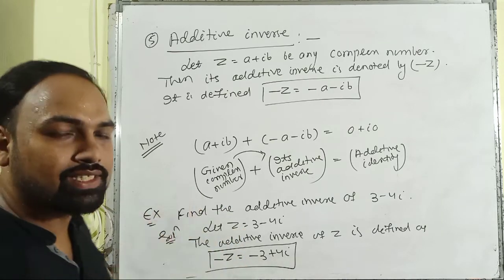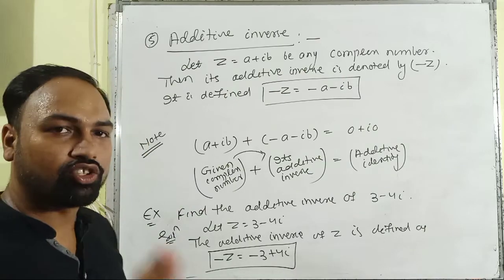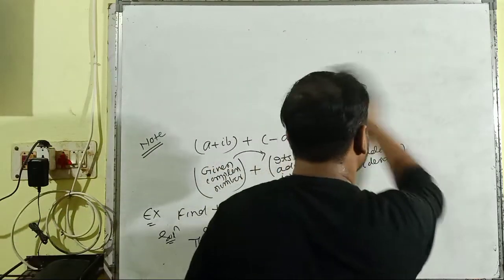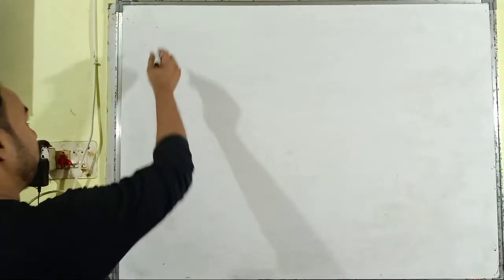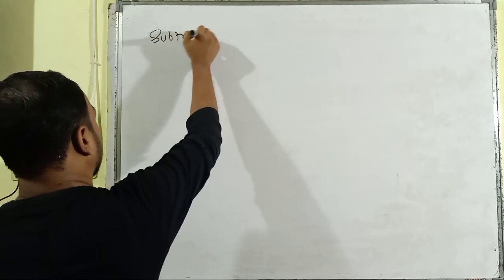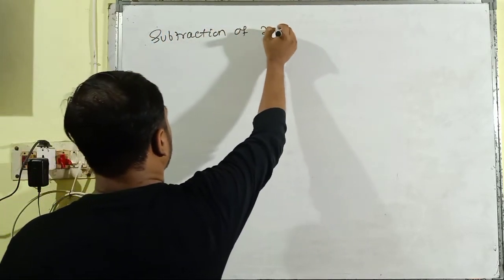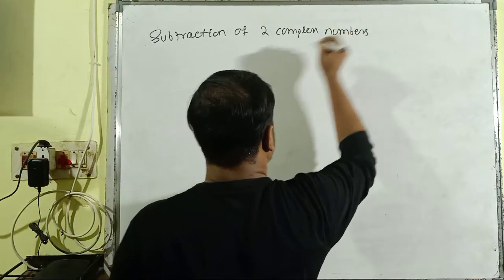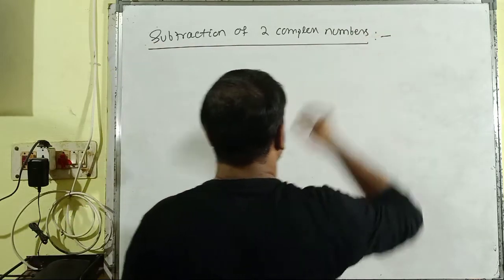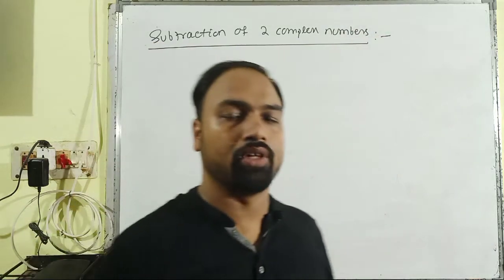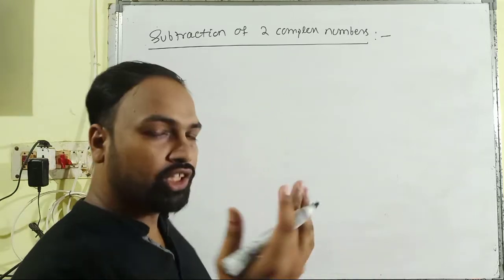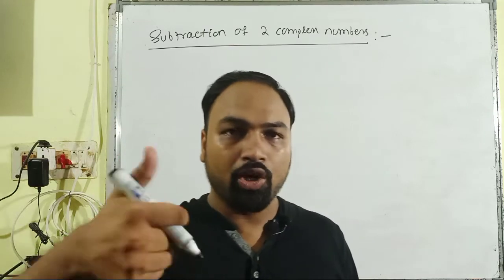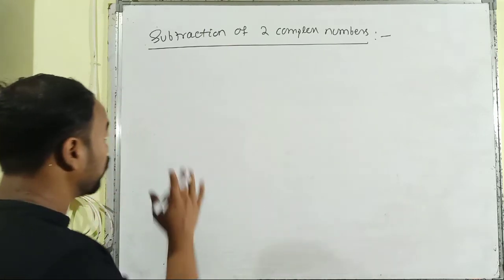Then moving towards the last section of this video, and that is subtraction of two complex numbers, and then by taking an example we can conclude this session. Let us go through the subtraction of two complex numbers. And we can find out the subtraction or difference of two complex numbers by two methods. By using the general subtraction method, and the second method is by using the additive inverse of the second complex number. Okay, let us go through the first method.